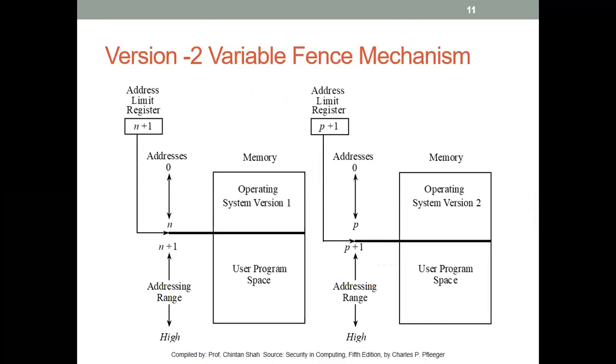Now, this image is what we have already seen. The first image that we have already seen was with the help of a fixed fence, where we had a hardware address limit going from 0 to nth location, and from n plus 1 to high. So this is the same version 1, operating system version 1. And this is what I'm trying to explain. This is called a variable fence mechanism. What is the difference between this figure and this figure, if you can make out?